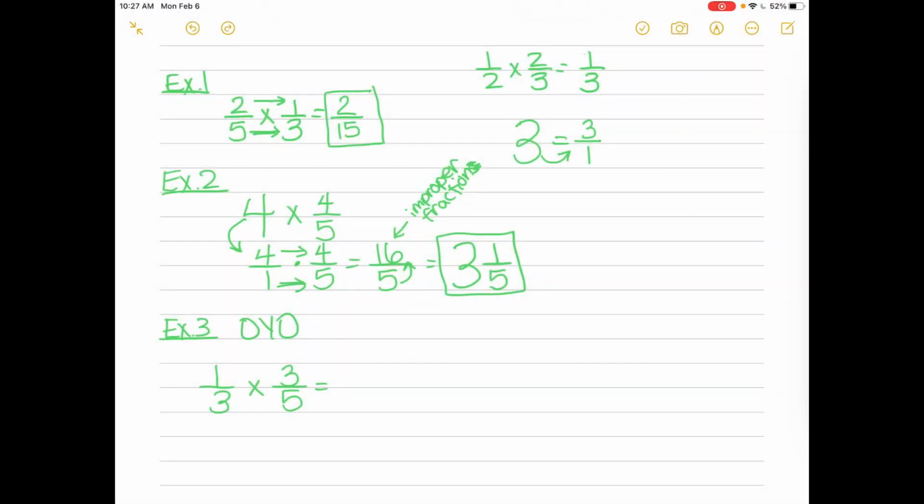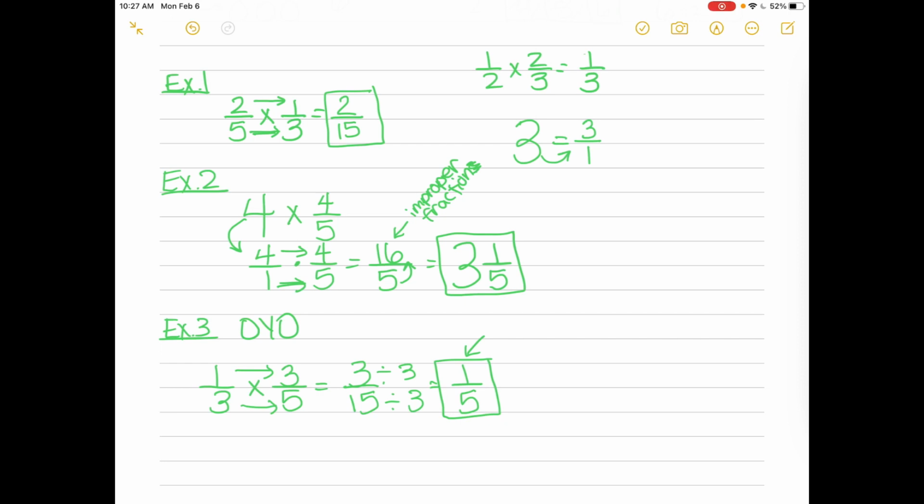Okay, you should be back now. So you should have done 1 times 3 is 3, and 3 times 5 is 15. And now that can be simplified. Both of these can be divided by 3. So you need to do that, and you get 1 over 5. And now that cannot be simplified. If you ever have a 1 on top, it's not going to be able to be simplified.